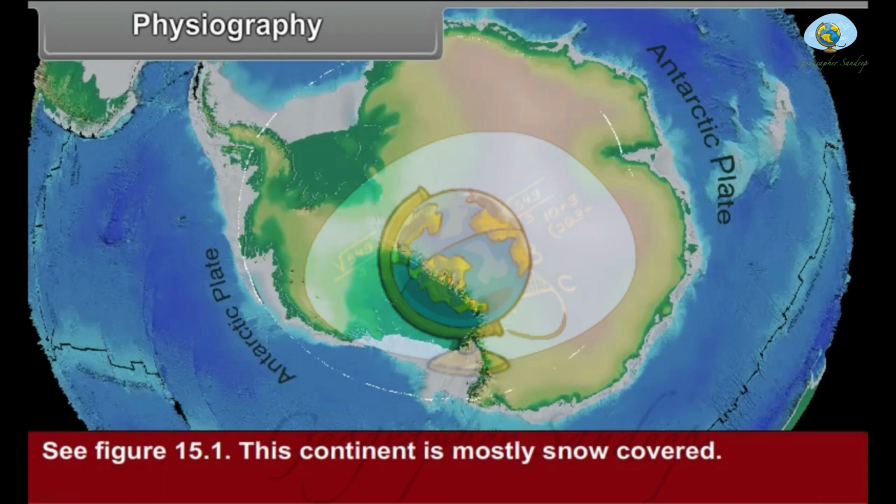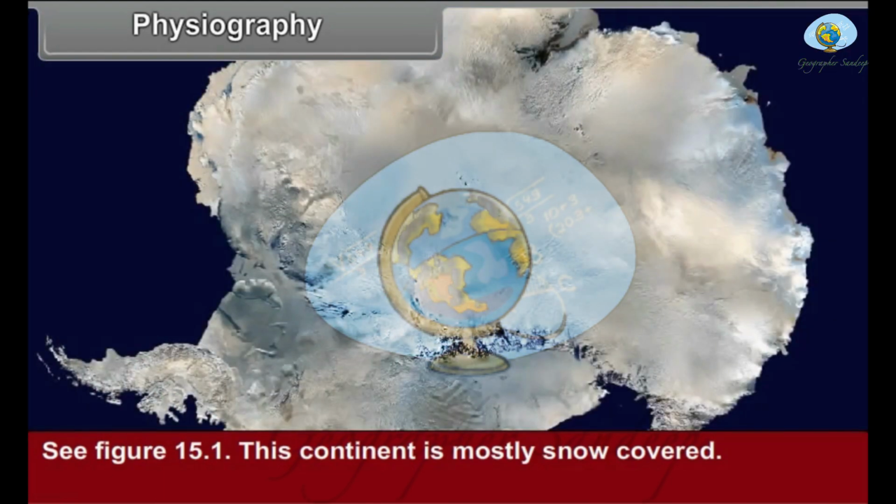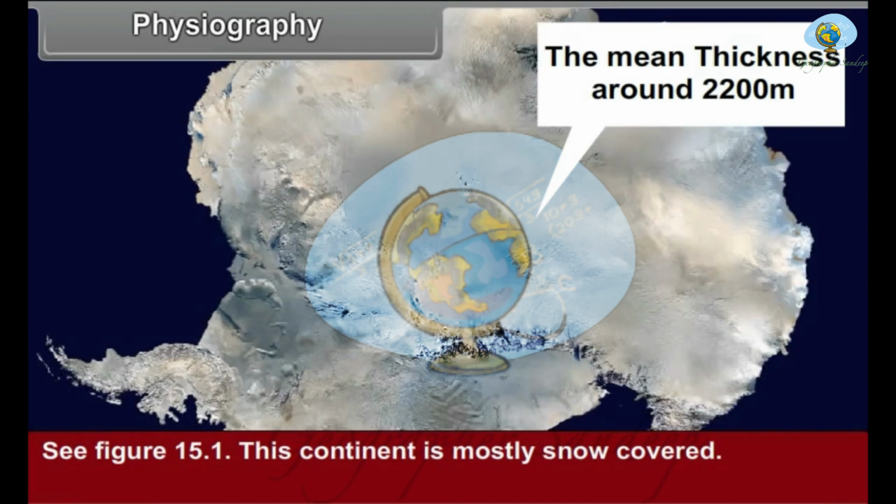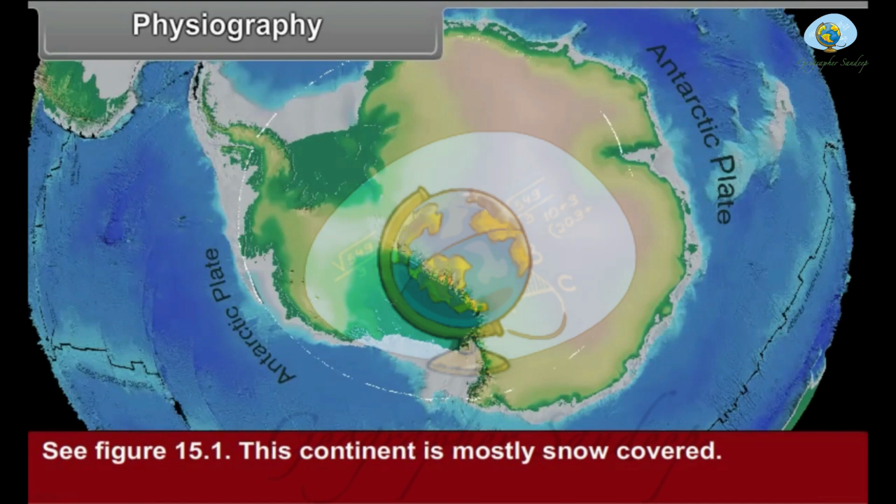Physiography. See figure 15.1. This continent is mostly snow-covered. The mean thickness of snow here is around 2,200 meters, whereas the maximum thickness is around 4,500 meters. The central portion of this continent is a plateau, and there are a few mountain ranges along the sides.